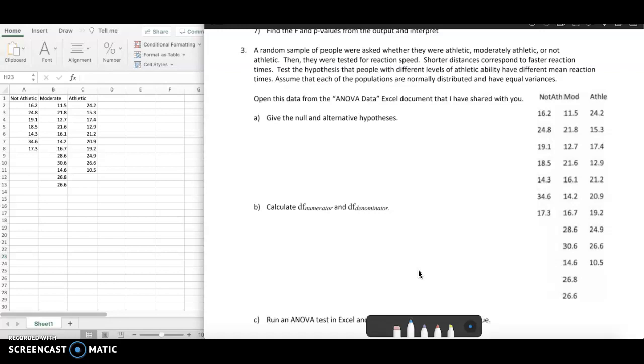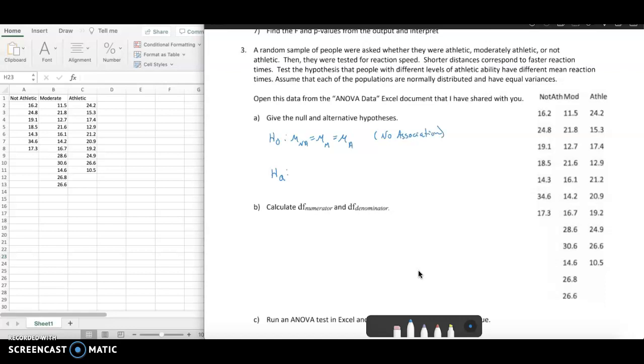The first thing we want to do is go ahead and write our null and alternate hypotheses. So I'm going to just choose one of the versions this time instead of writing them out both ways. I'm just going to pick, to me, the shorter versions. So I'm going to say that the mean, or mu, of the non-athletic group is equal to the mu of the moderately athletic group, which is equal to the mu of the athletic group. And then I'm just going to shorthand it. I'm going to say here, I'm just going to say no association.